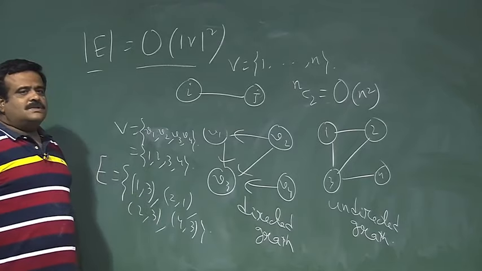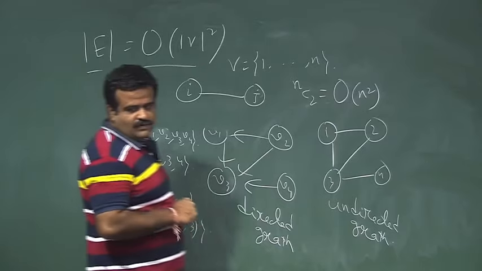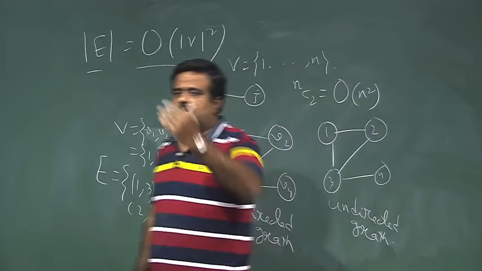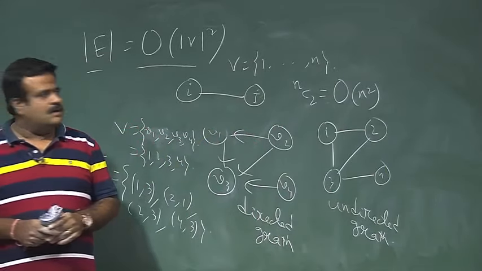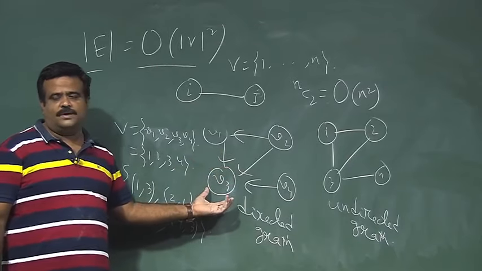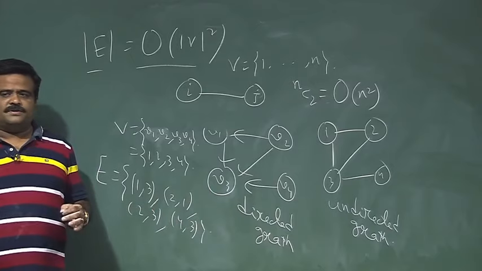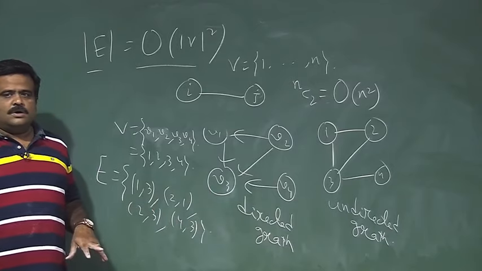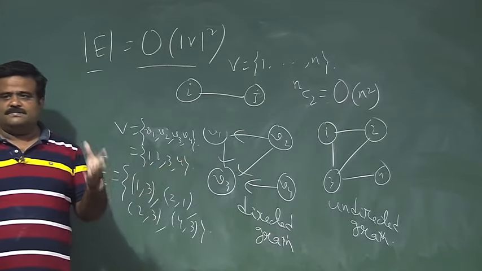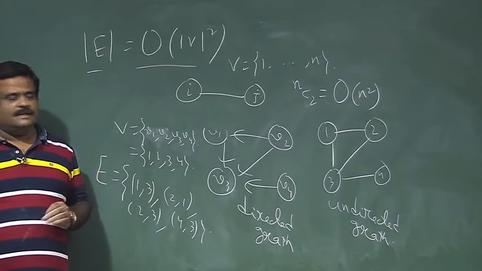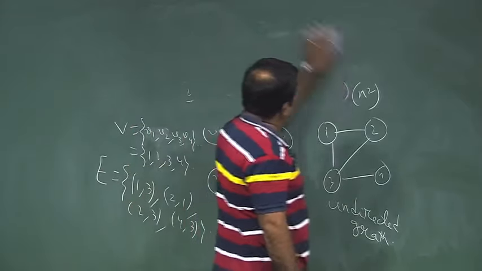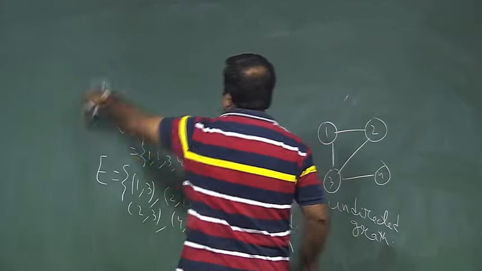Now the question is how we can represent a graph to a computer. Suppose we want to give the input of this graph to a computer, where we have an algorithm that needs to take a graph as input. There are two methods: adjacency matrix and adjacency list. Let us talk about graph representation.